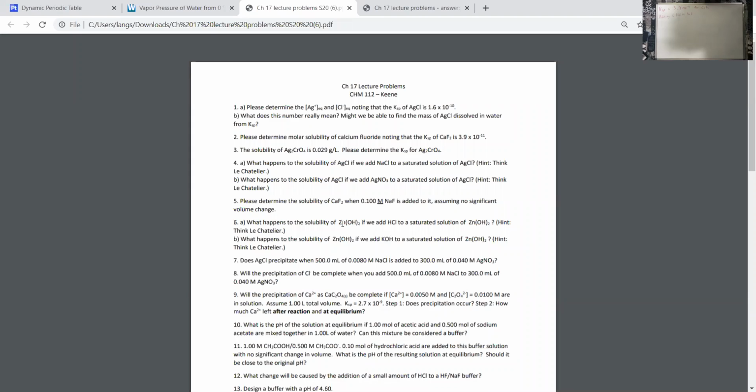Okay, last question. Right here, we're going to determine the solubility of calcium fluoride when we add 0.1 molar sodium fluoride to it, and we're assuming no volume change, so we don't have to worry about diluting this concentration. So go look up here at the equation above to get the Ksp, right? It's right there. So we got it.